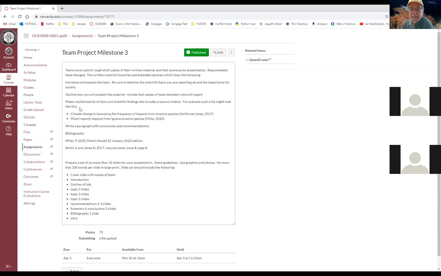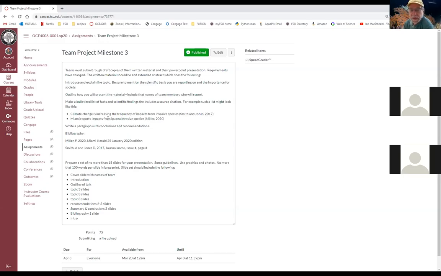And then you need a bulletized list of facts and scientific findings that are going to be part of your presentation. You can just make a list of bullets, as many bullets as you need, and there should probably be at least one bullet for every source that you're going to have in your bibliography. So such a list might look like this. Bullet number one, climate change is increasing the frequency of impacts from invasive species, Smith and Jones, 2017. So this is a peer-reviewed paper, Smith and Jones, 2017, published in a scientific journal.